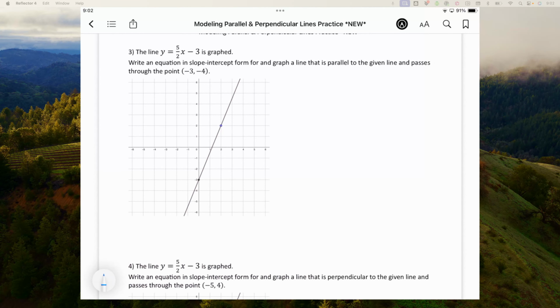So y equals 5 over 2x minus 3 is graphed. We are looking for an equation and a graph for the line that is parallel to that line and passes through the point negative 3 and negative 4. So we'll start with the graph, negative 3, negative 4. It's parallel, the slope is 5 over 2, so up 5 to the right 2, up 5 to the right 2.